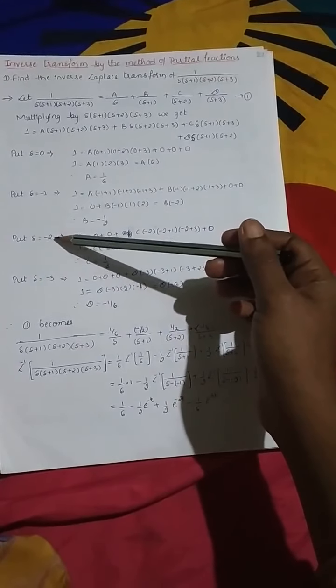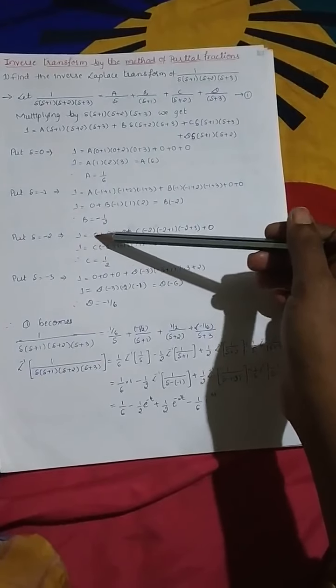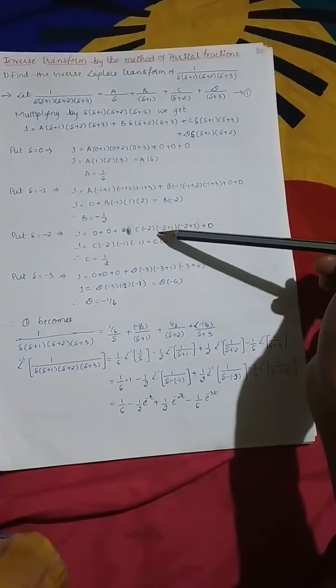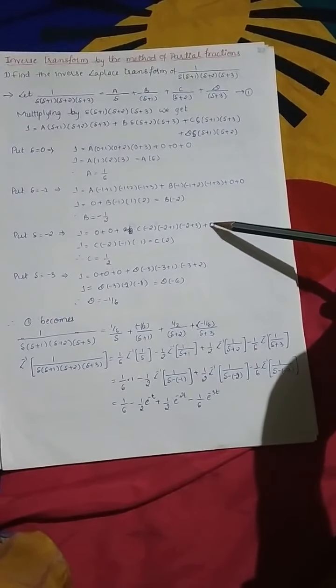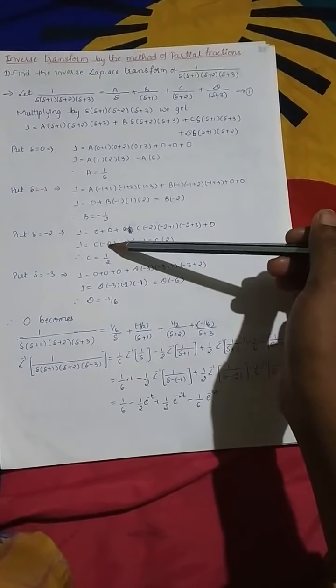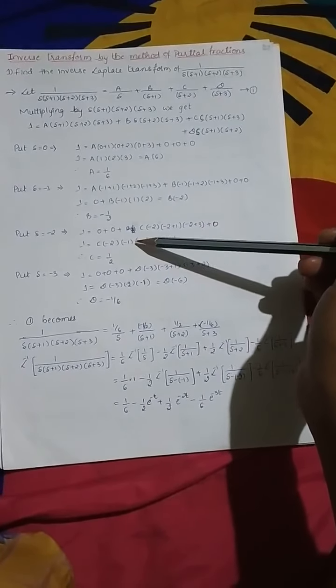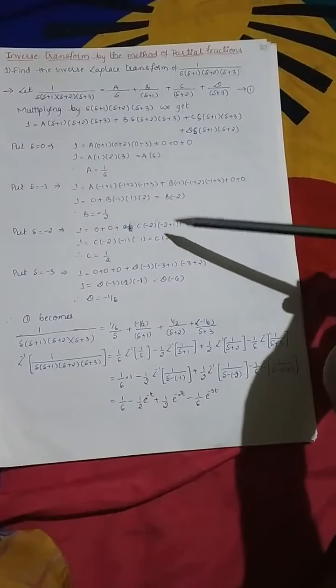Similarly, put s equals to minus 2. After putting s equals to minus 2, we get 1 is equal to a term 0, b term 0, c into minus 2 into bracket minus 2 plus 1, minus 2 plus 3, d term 0. That is 1 is equal to c into minus 2 into minus 1 into 1, that is equal to c into 2.